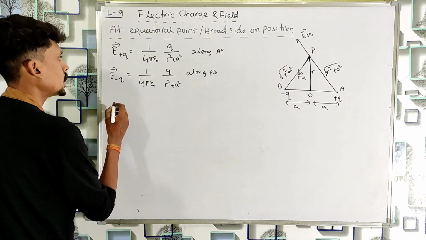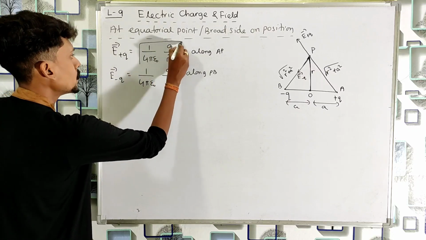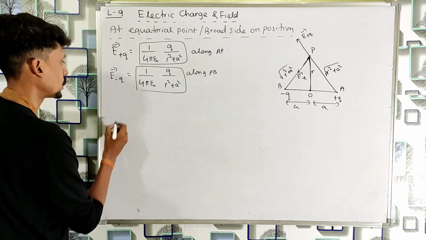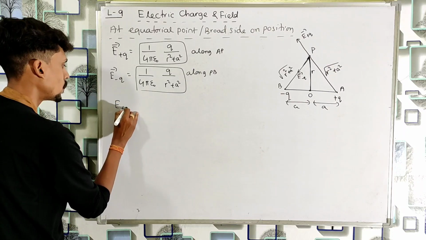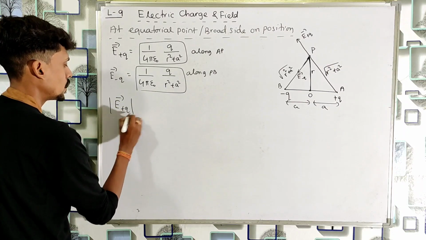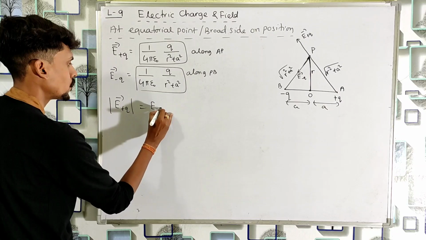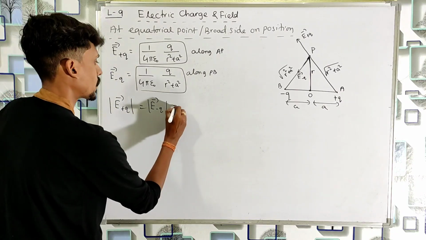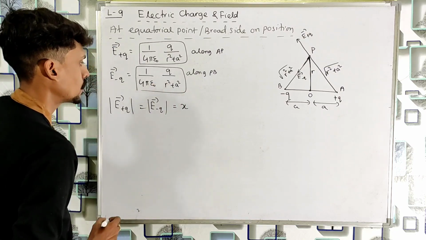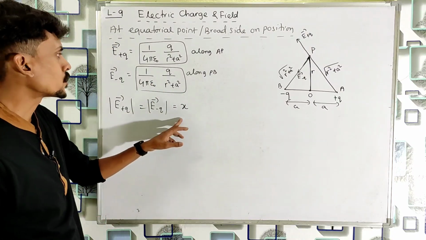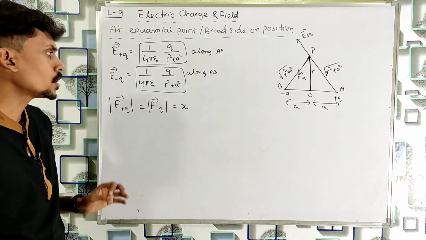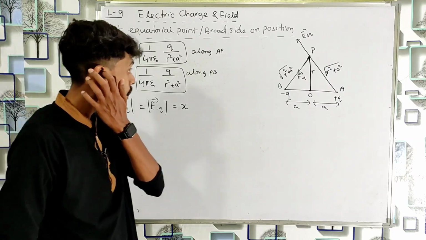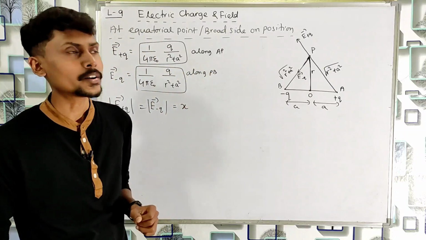And here you can see that the magnitude of E plus Q and the magnitude of E minus Q are equal. The magnitude of E plus Q is the same as the magnitude of E minus Q. Let us say that this magnitude is X. Means X is equal to how much? 1 by 4 pi epsilon naught Q by R square plus A square. So we have to find the resultant electric field.